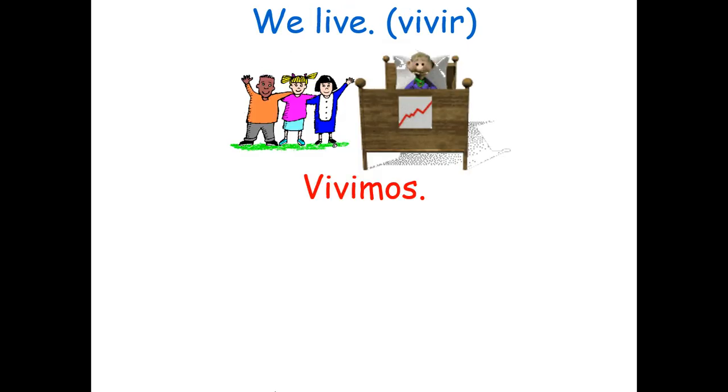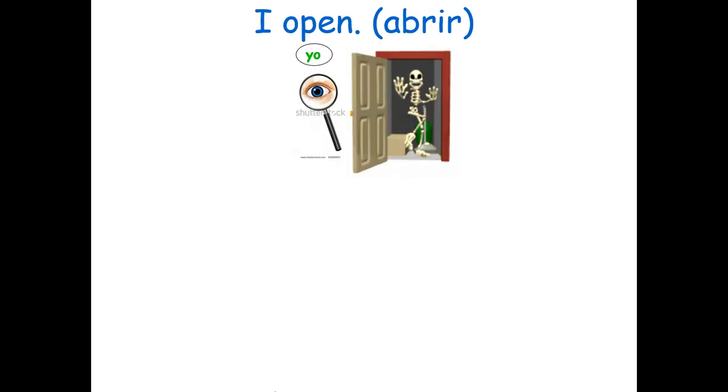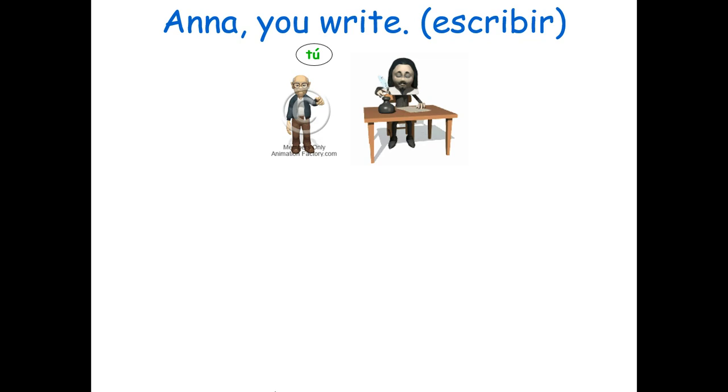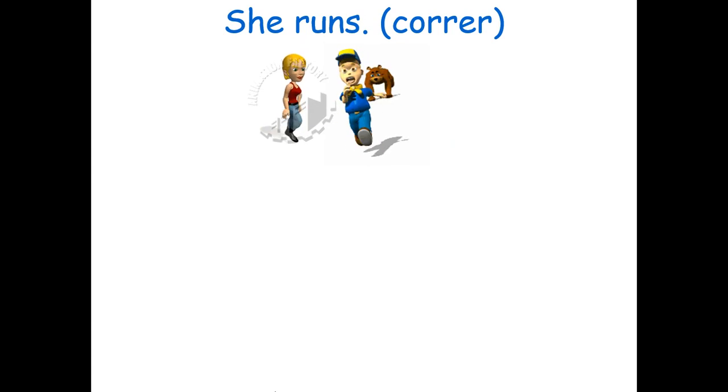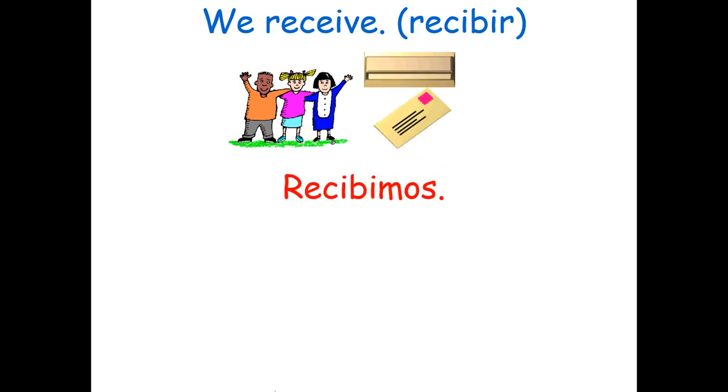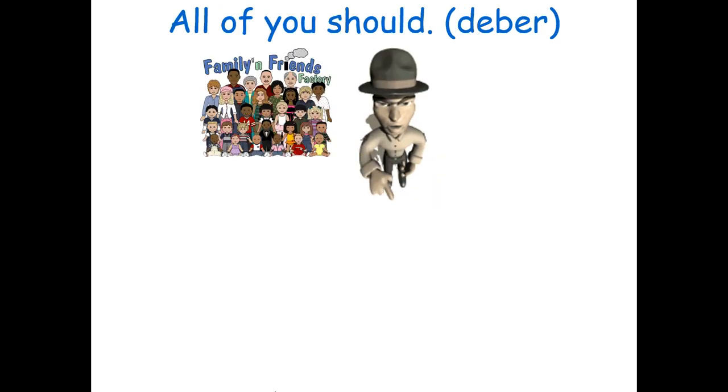Vivimos. ¿Cómo se dice I open? Abro. ¿Cómo se dice Ana, you write? Escribes. ¿Cómo se dice she runs? Corre. ¿Cómo se dice we receive? Recibimos. Remember that an IR verb, it's imos. Recibimos. All of you should. Deben.